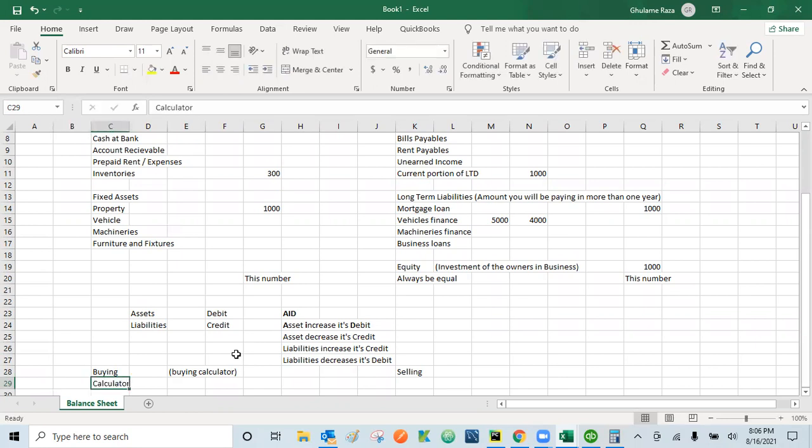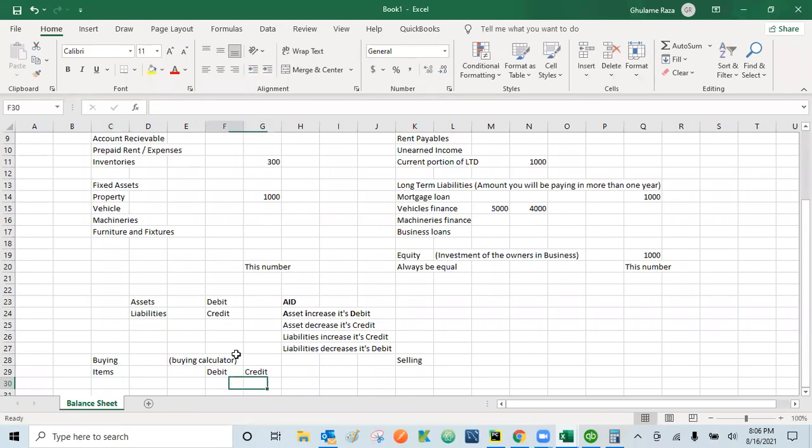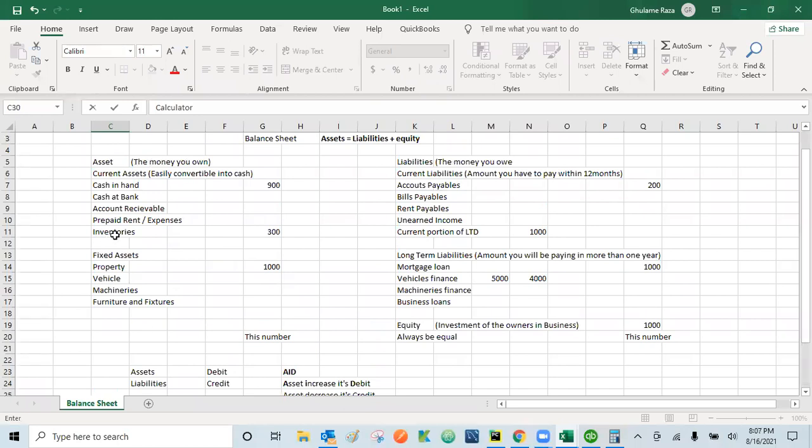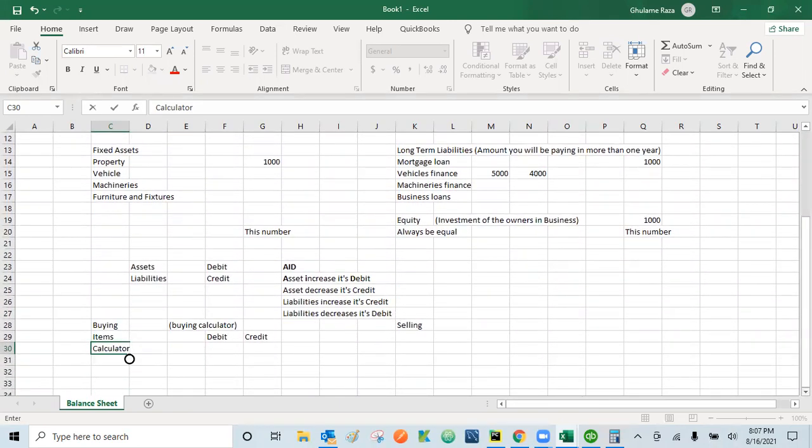when you buy, let me put the headings here. Items, debit. Right. So let's say you are buying a calculator. So buy, I can type it directly, calculator. Calculator is an asset. Calculator is an inventory, and inventory is part of my asset. So when I buy a calculator, I have one more. Previously, I didn't have any calculator, but right now I have one calculator. So my calculator is increased, which means asset increase, so it's a debit entry. So let's say the price of the calculator is $100. So I type here $100.